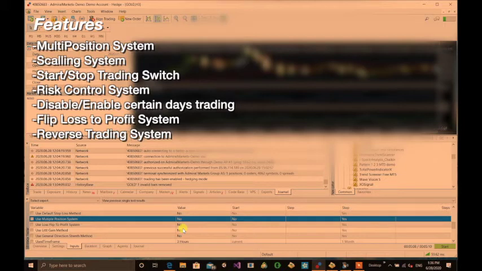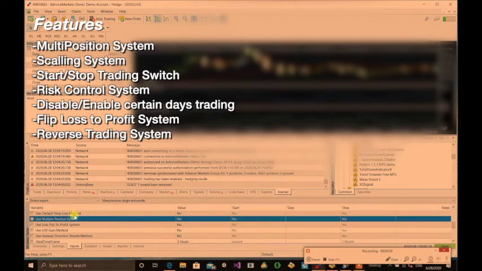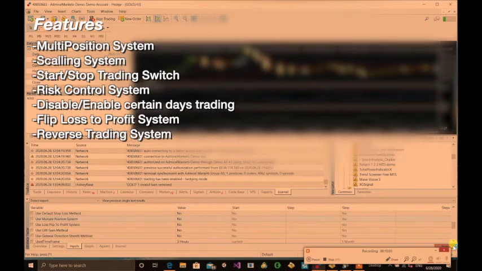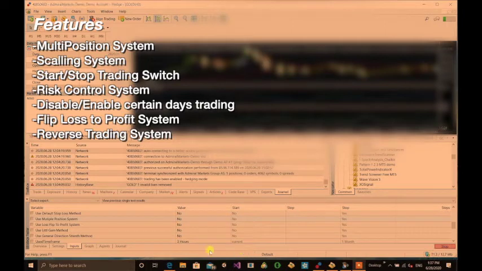So basically I'm going to show you how you can do this without the systems first. So this is pure, no multi-positions, no scaling. All right. So I'm going to start that, and I'll show you the graph.